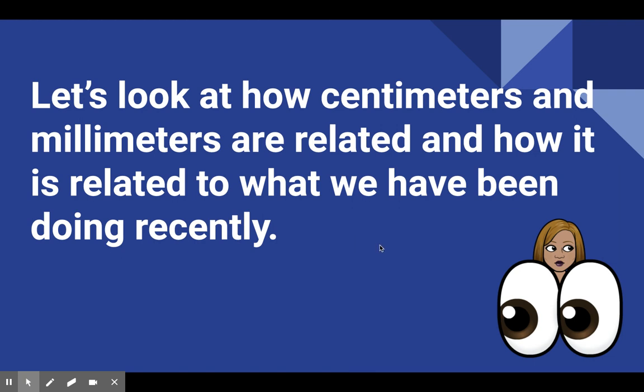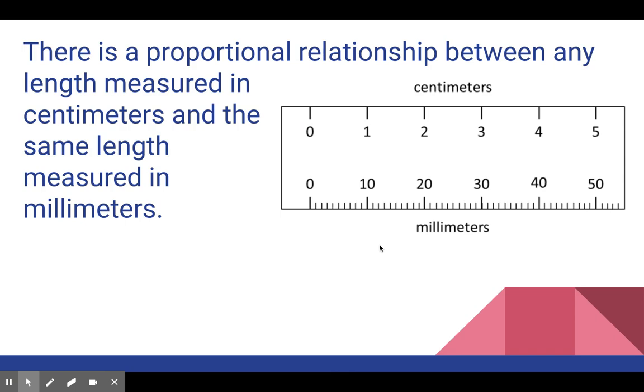and how it is related to what we've been doing recently. Okay, so the first thing that you should also see in your student companion, on page 2, is some information about proportional relationships. As you can see on the slide and in your student companion, there is a proportional relationship between any length measured in centimeters and the same length measured in millimeters.